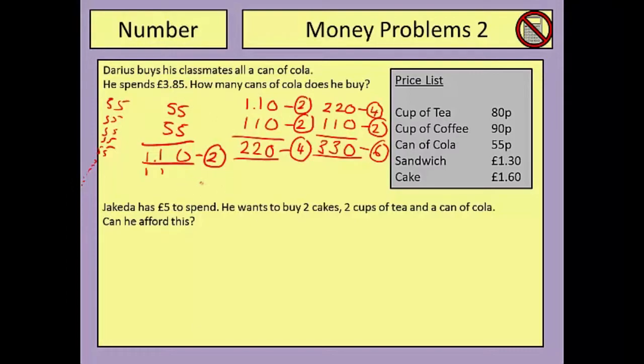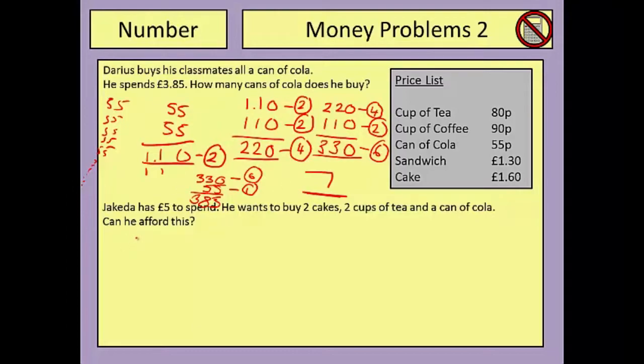What I'm going to do is take £3.30, which, if I remind myself, is the cost of 6 cans, and I'm going to add on just 1 unit now. Now 1 can costs 55p, and I'm going to make a note so that I don't forget it. So 0 add 5 is 5, 3 add 5 is 8, and the 3 drops down, and I've ended up at £3.85 or 385 pence, and it's taken me 6 plus 1, 7 cans to get there. So Darius bought 7 cans for his classmates.